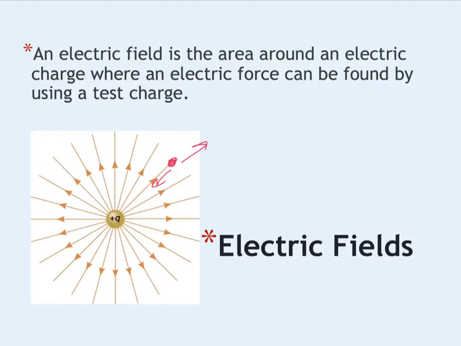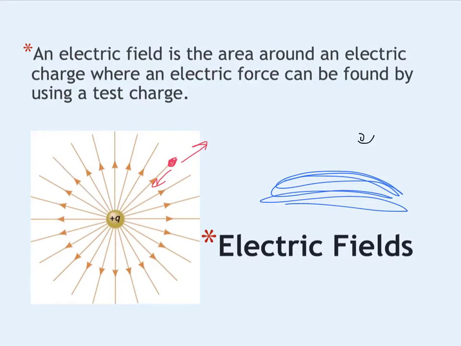Just like if we have the Earth, right? If this is our Earth, we know if we take anything, like a person, and we drop them, they're going to be moved towards the Earth. So there's field lines around the Earth too.